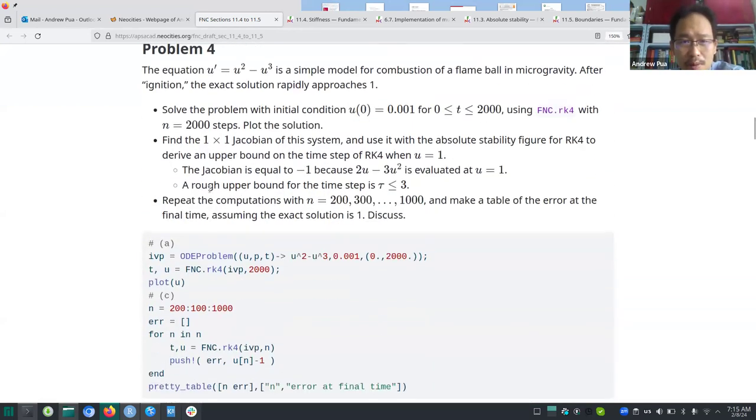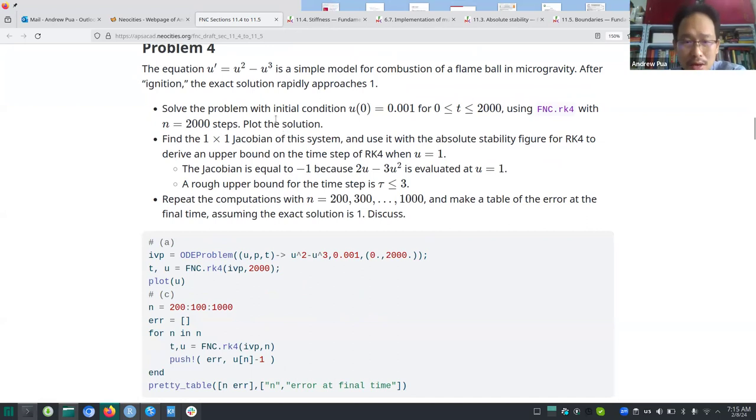Problem four, again, you're going through another calculation of the errors, and this is the nonlinear differential equation here. You're asked to solve this problem using a Runge-Kutta of fourth order, and then you're asked to plot the solution, and then again you do a linearization and find out the resulting stability, and afterwards make a table of the errors at the final time, assuming that the exact solution is one.